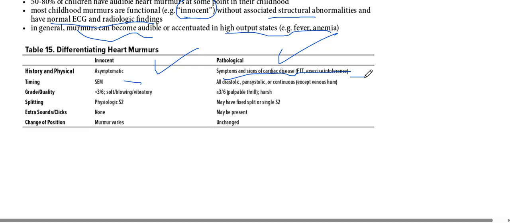So systolic murmurs are innocent. SM, systolic murmur, innocent. While the pathological murmurs are diastolic, pansystolic or continuous. Next is grade: innocent is less than 3/6, soft, blowing, vibratory. Pathological will be more than 3/6, with palpable thrill, and harsh.